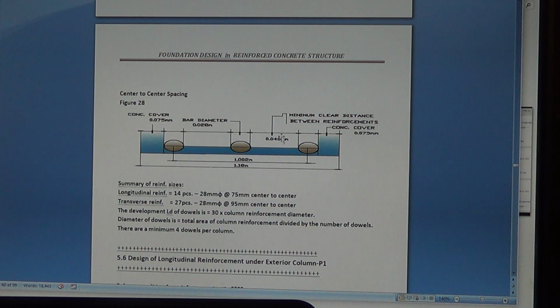It is very important to have this clear distance checked first before pouring the concrete. That is one of the most important parts in the inspection of reinforcement. When you are an inspector, you have to look at that.